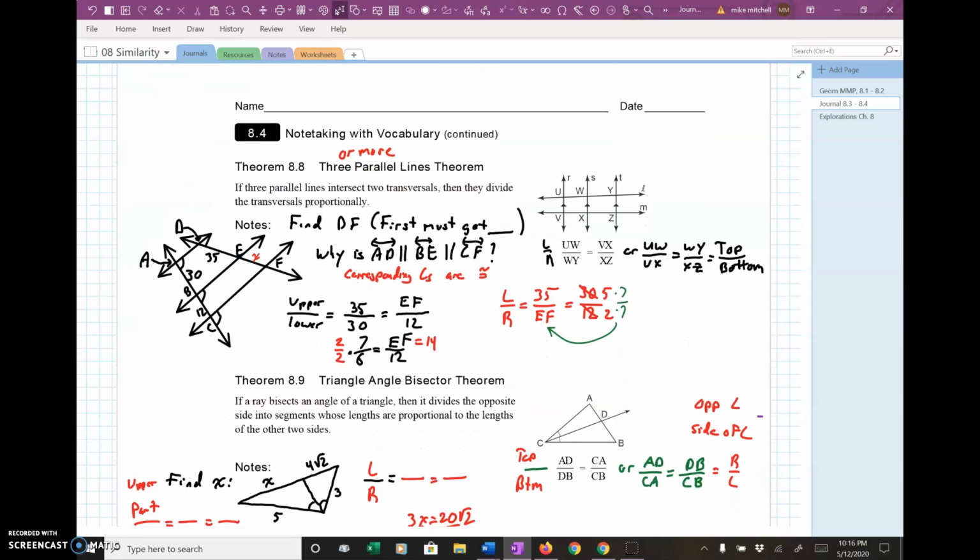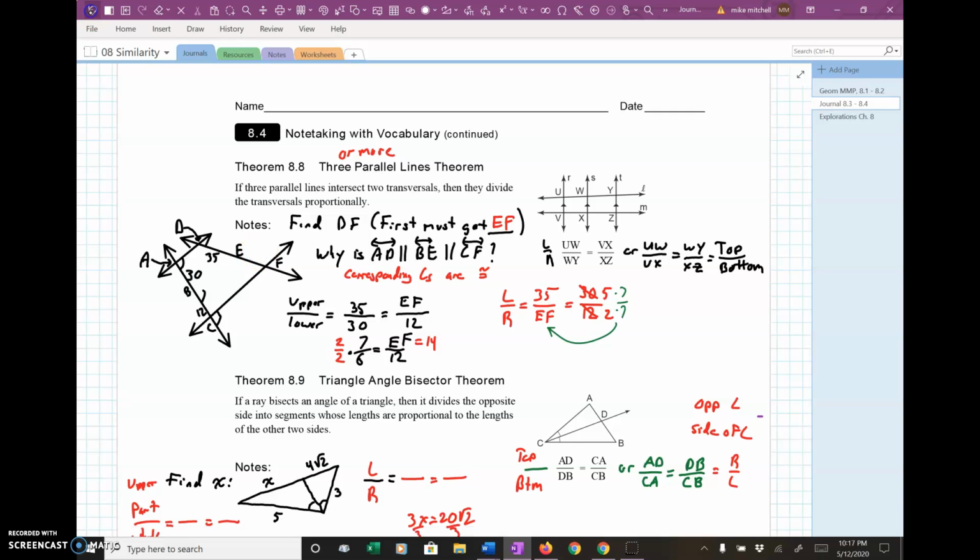Theorem 8.8, three or more parallel lines. If three parallel lines intersect two or more transversals, then they divide the transversals proportionally. First off, I have this pretty little drawing over here. Why is AB parallel to BE to CF? We've got all these corresponding angles congruent here. That makes the lines parallel. So I need to find DF. To find DF, I first have to get EF.